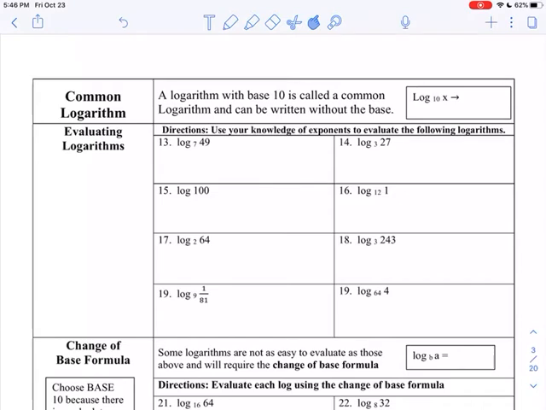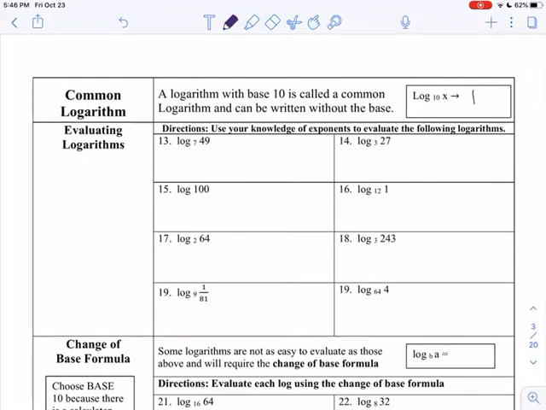Now there's something called the common logarithm. The common logarithm is when you press the log key on your calculator. A logarithm with base 10 is called the common logarithm, and we can write it without the base. So the log base 10 of x, we can just write as log of x. If there is no base, it's assumed that it is base 10.